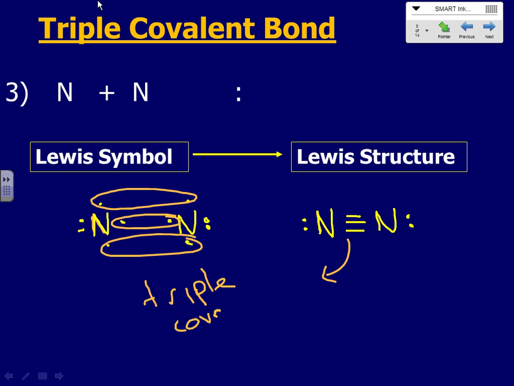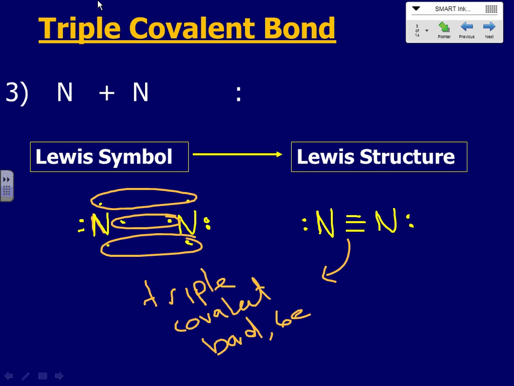Triple covalent bond. How many electrons in that symbol? Yep, 6. Excellent. 6 electrons. Checking for happiness. Yep, happiness. Actually, there's a name for happiness. I might as well tell it to you. In chemistry, we call it the octet rule.